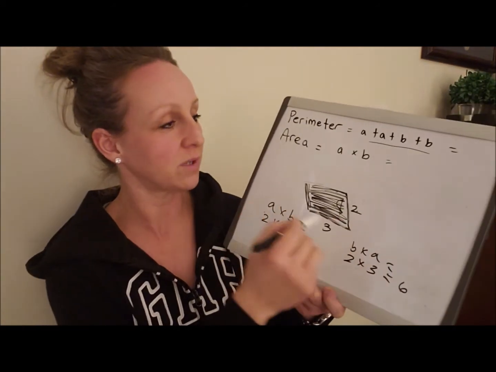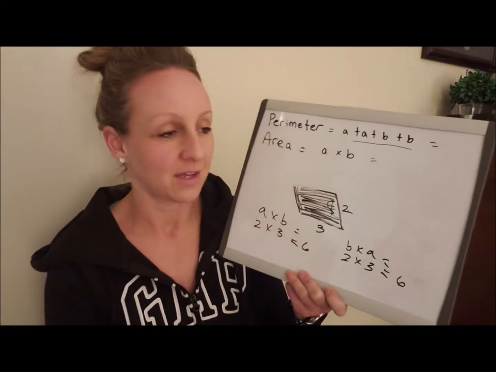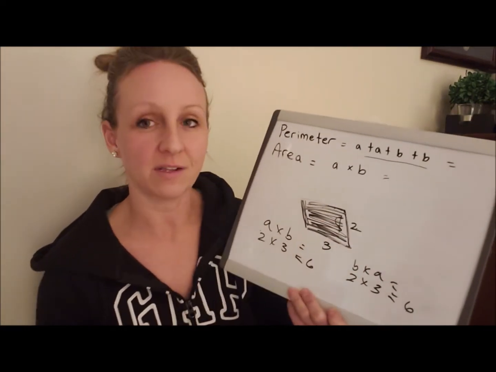I just take one number on one side and I multiply it by the number on the other side. And that is my area of my parallelogram.